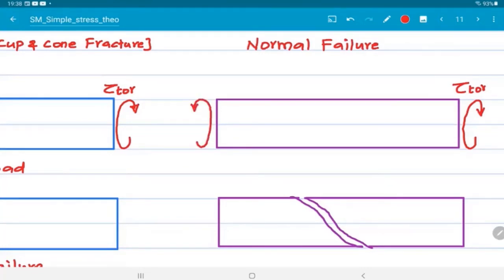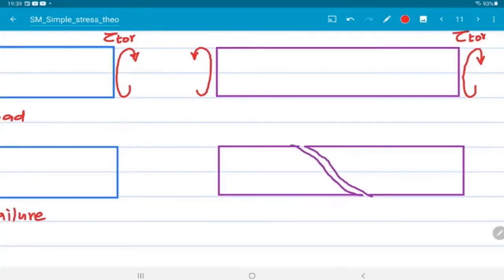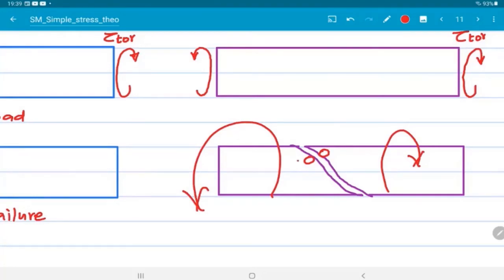Okay, right. What type of failure is observed? See, before failure, these two molecules were adjacent to each other, right? After rotation, this is rotated in the clockwise direction, this is rotated in the counterclockwise direction. The molecules are separated, right? So separated means normal failure.